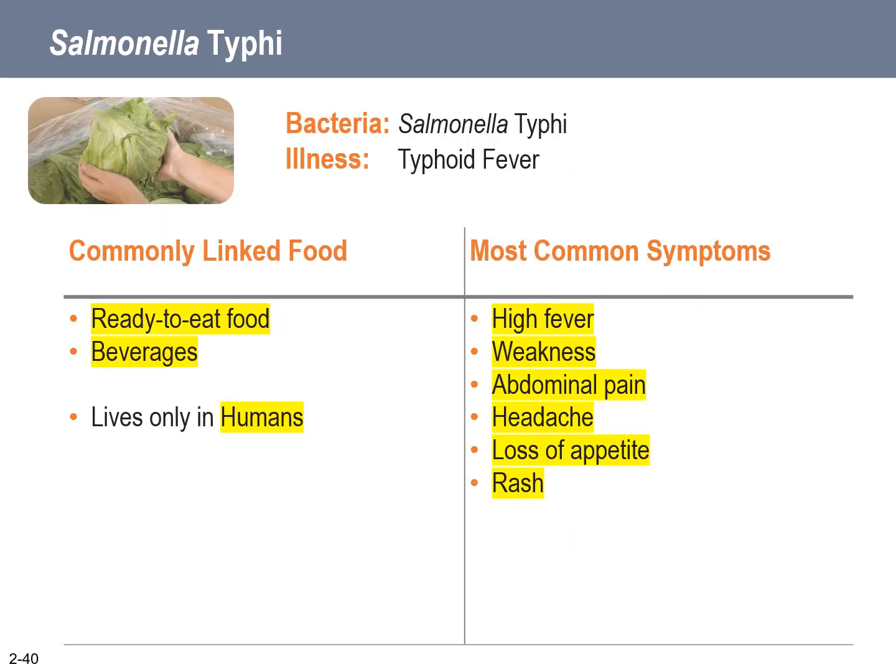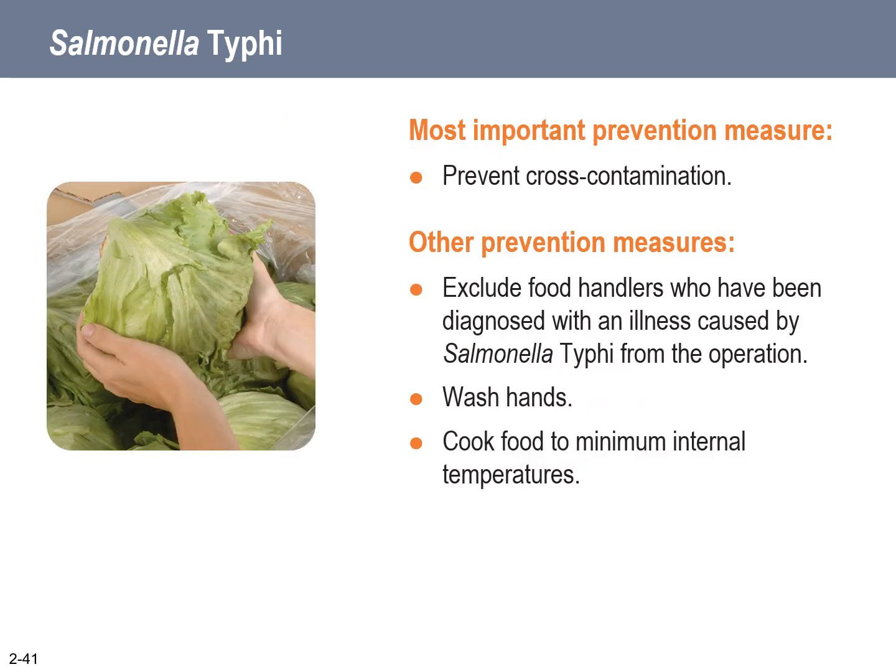Salmonella Typhi. Illness is typhoid fever. This is commonly linked to ready-to-eat food and beverages. It only lives in humans. Most common symptoms are high fever, weakness, abdominal pain, headache, loss of appetite, and rash. Once again, prevent cross-contamination, exclude these food handlers, let them stay home, make people wash hands, and make sure you cook food to minimum internal cooking temperatures.